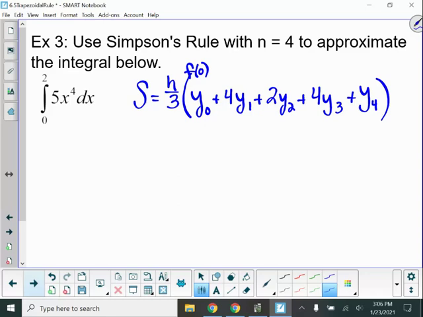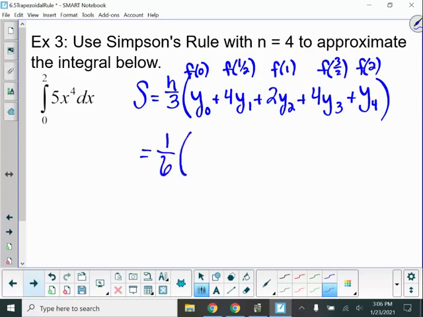Now I'm dividing from 0 to 2, and I'm dividing that up into 4 different pieces. So each piece is going to be 1/2 long. So next is going to be f of 1/2, and then 1, and then 3/2, and then 2. Whenever I'm plugging in and evaluating, that's what I'm actually going to get. So h is 1/2. 1/2 divided by 3 gives me a 6. Now I plug in my values.